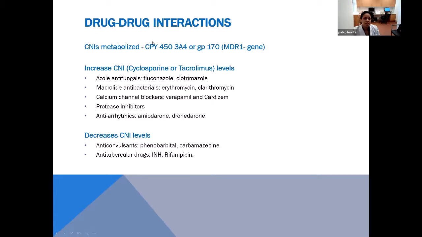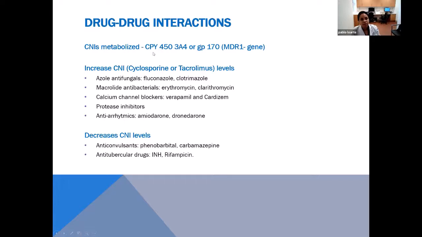So the drug-drug interactions: CNIs are metabolized by cytochrome P450 3A4. So any medication that interacts with this will increase or decrease the level of your CNI. Azole antifungals like fluconazole and clotrimazole, macrolide antibacterials like erythromycin and clarithromycin, calcium channel blockers like verapamil and Cardizem, protease inhibitors, and antiarrhythmic drugs like amiodarone and dronedarone.